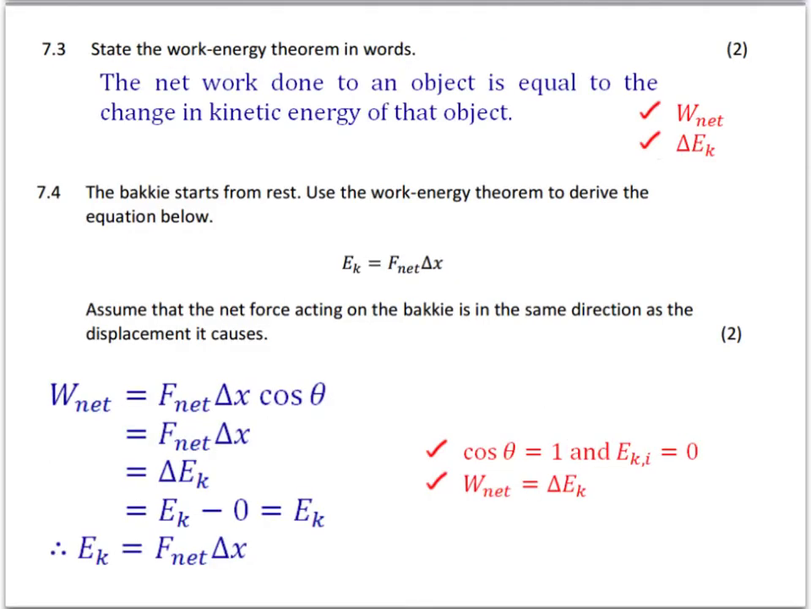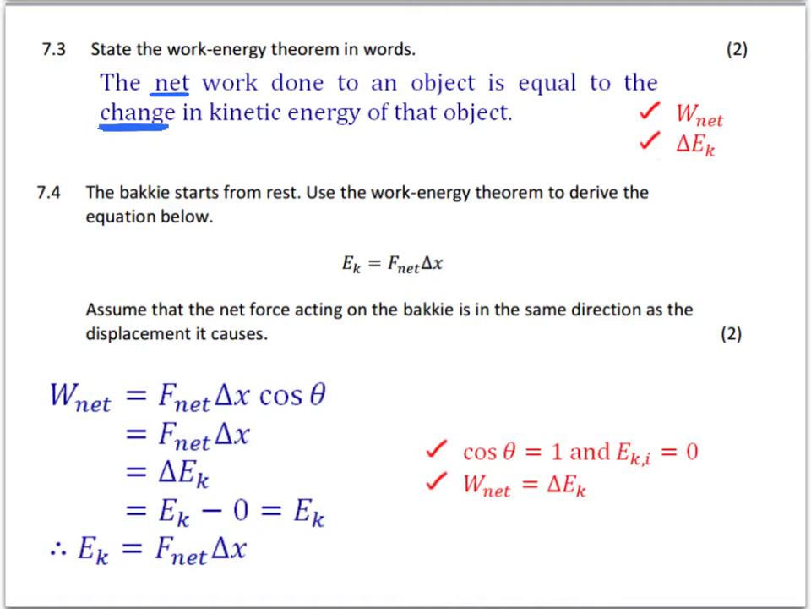In 7.3, you're asked to state the work energy theorem in words. Basically, it's about the net work done on an object being equal to the change in kinetic energy of that object. So it's quite important that you use the word net because it's the net work, and it's about the change in kinetic energy. Both those aspects are quite important.